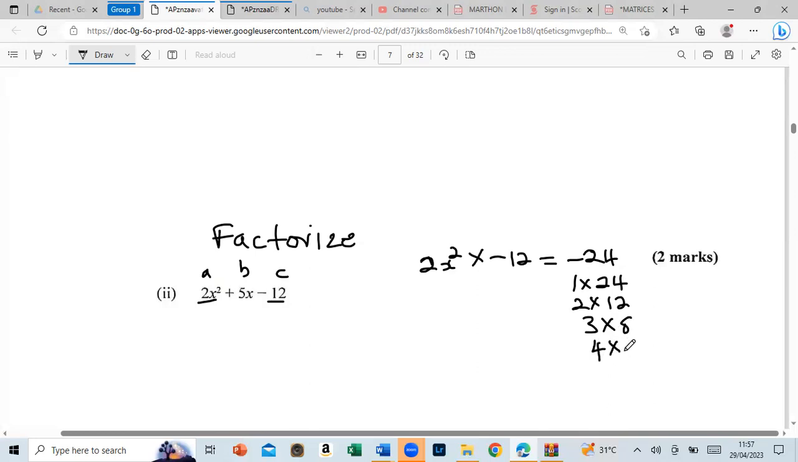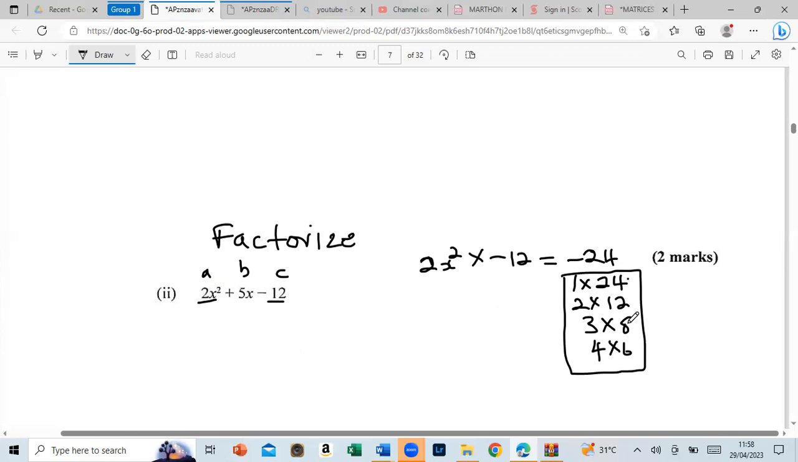So from this set of factors, we're gonna see which one of them we can manipulate to give us 5x. When we multiply, we get negative 24. That means one should be positive and one should be negative. And when we add or subtract, the total should be 5. It can't be this, right? Because if you multiply this, you get 24, but when you subtract, you get either 25 or 23. Same thing with this. 2 times that is 24, but when you manipulate it, you either get 10 or 14.